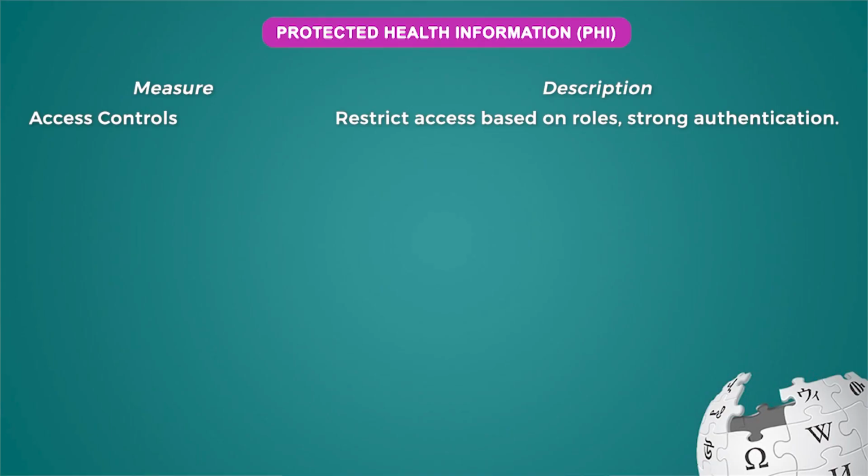Measures to protect PHI. Here we discuss some key measures to protect PHI. First one, access control, which says limit access to PHI based on roles and responsibility. Use strong authentication methods like password, biometric and multi-factor authentication.